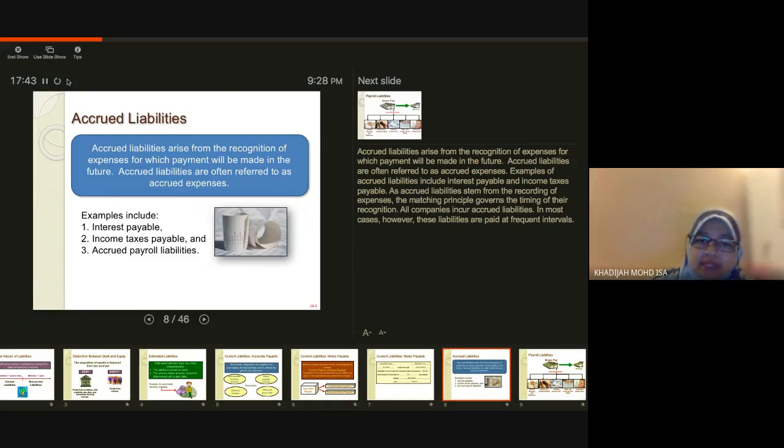Alright, income tax. You know the income tax expense, how much? But then you're going to pay that later, so you create income tax payable. So you have an expense and you also have a liability. Similarly for payroll, accrued payroll means you incur the payroll expense and then you're going to pay that later, so you create accrued payroll. So all these are your liabilities.